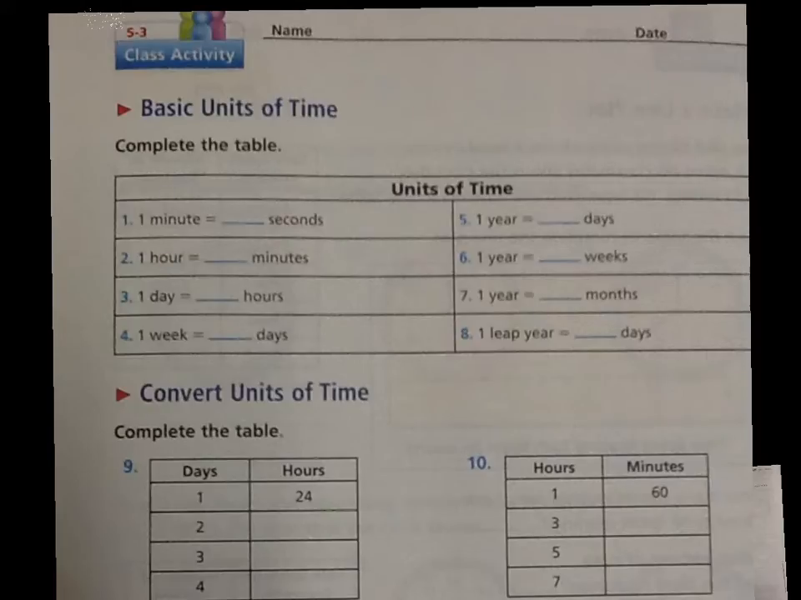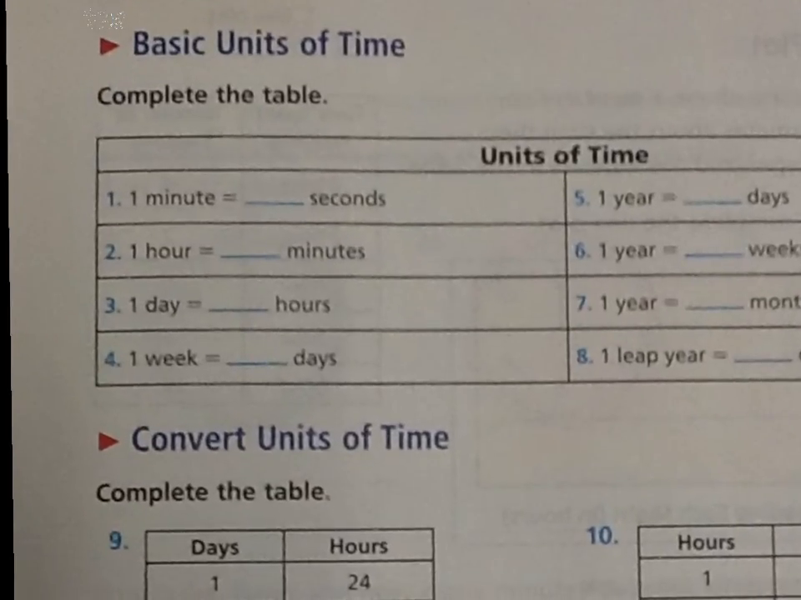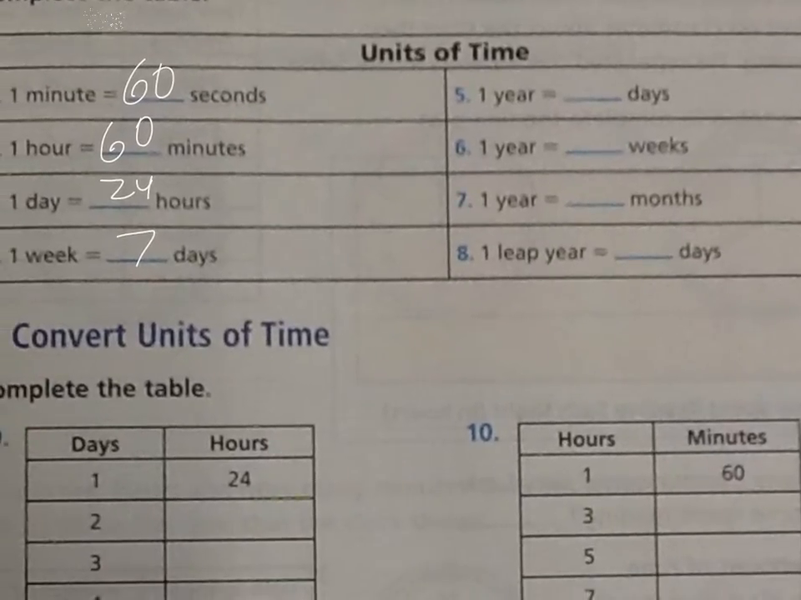So if I ask you how many seconds are in 5 minutes, first you need to figure out how many seconds are in 1 minute, and then you multiply it by 5. This is pretty simple. The first one is how many minutes are equal to how many seconds. So 1 minute is equal to how many seconds? You know there's 60 seconds in a minute. You know there's 60 minutes in an hour. You know there's 24 hours in a day, and there's 7 days in 1 week. Okay, these are some basic units of time.